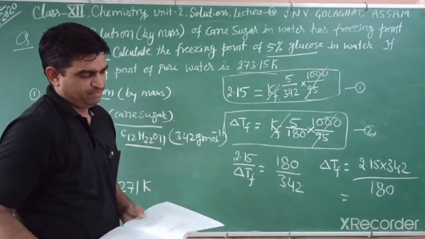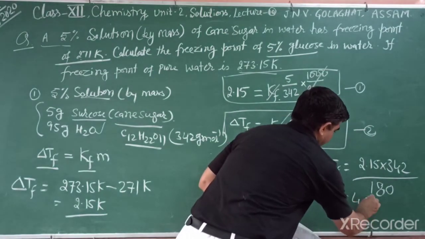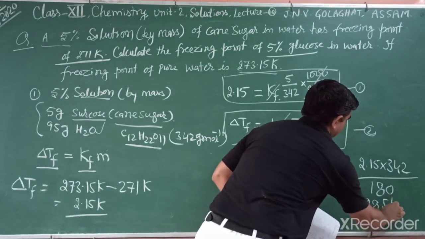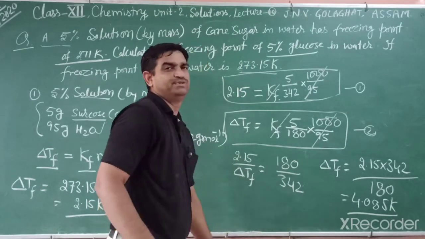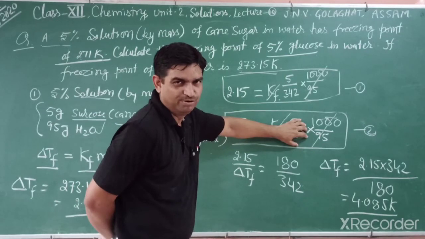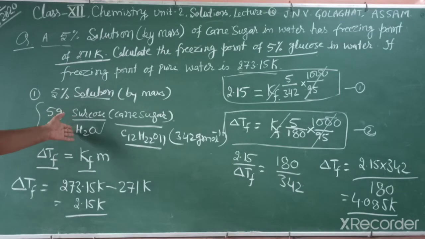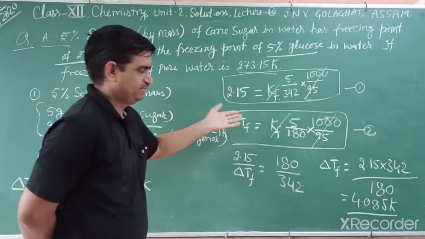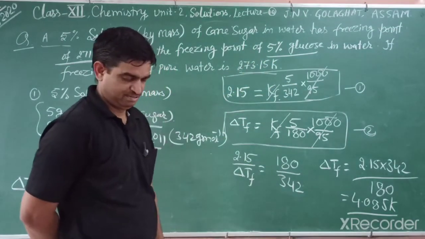Then we get the desired answer: 4.085 Kelvin. So glucose has more depression of freezing point. Why? Because glucose has more number of moles, and that depends on the colligative property. Sucrose molar mass is 342 and glucose molar mass is 180, both are 5 gram. So definitely glucose has more depression of freezing point.